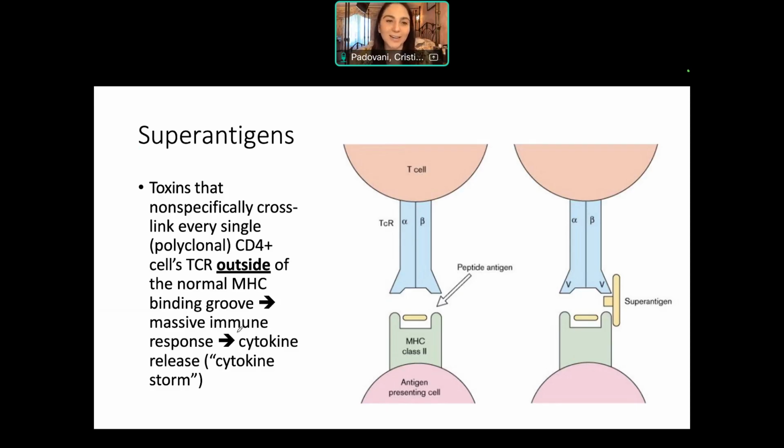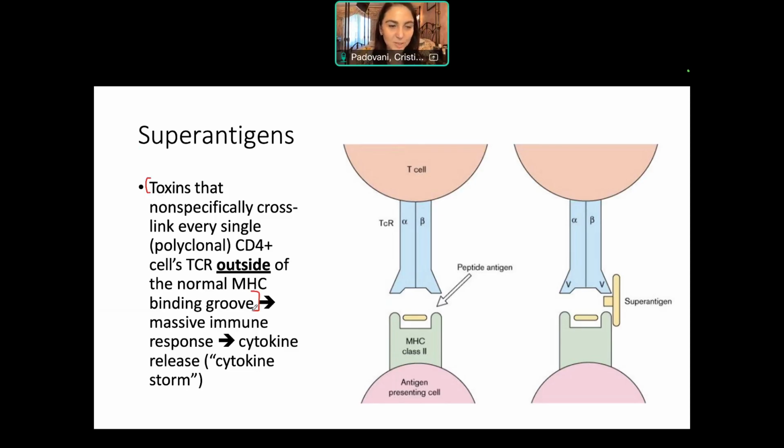So a super antigen is a super antigen. No, but basically it's like a really good antigen. It's just an antigen that's good at being an antigen, so you get this really crazy, massive immune response from it. So these are toxins that non-specifically cross-link every single T cell's TCR outside of the normal MHC binding groove. So I want to break down what this means, okay?